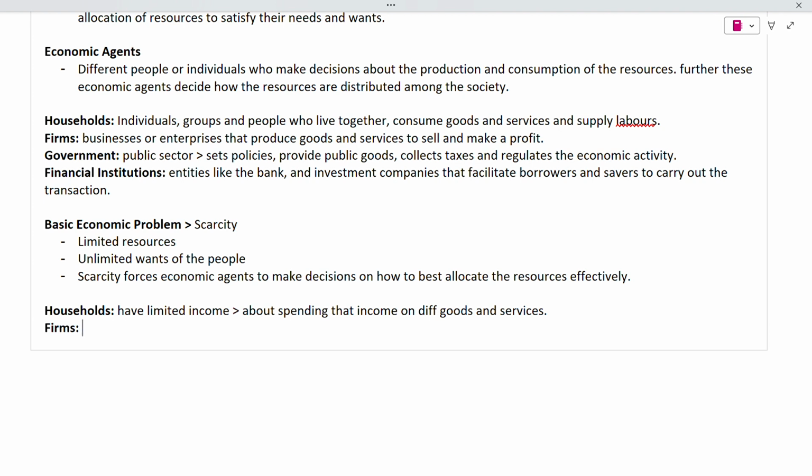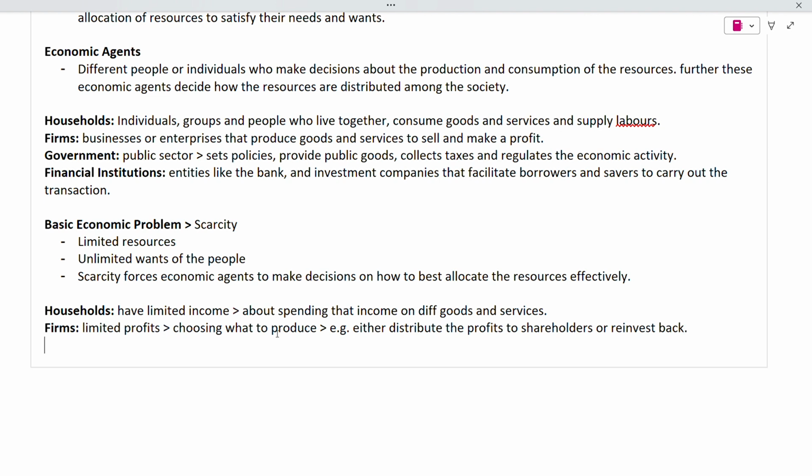If we talk about firms, firms have something in limited, that is limited profits. So some firms have to choose what to produce, or they have another choice: would they want to reinvest that profit back into the business, or do they want that profit to go to the shareholders? So for example, they would face a choice due to scarcity, that they can either distribute the profits to shareholders or reinvest back. So they cannot do both at the same time.